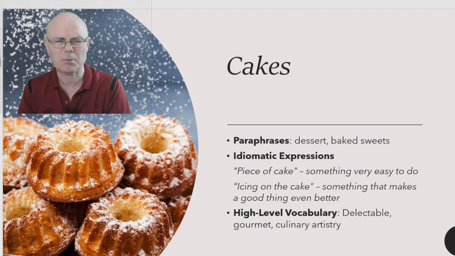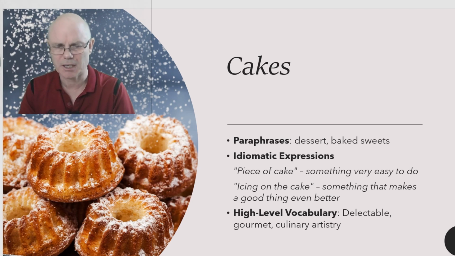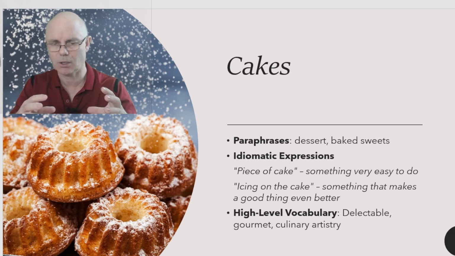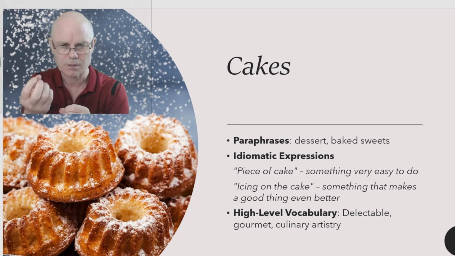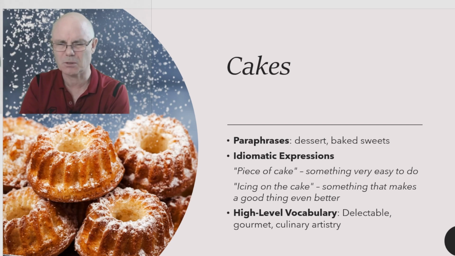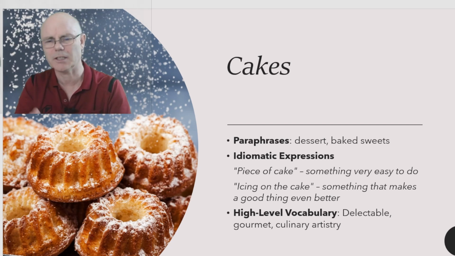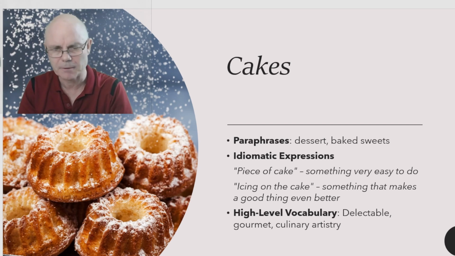Cakes. I didn't really remember this topic before. There's been desserts, and cake is a type of dessert. Paraphrasing cakes is kind of a bit tricky. I've got dessert, and a cake is a type of dessert. So you can think dessert's a big group, and one of the types of desserts is a cake. So it's not an exact paraphrase. Baked sweets. I got this from ChatGPT. I've never described something as baked sweets. Maybe it's an American thing or something. I don't know. I think that's a bit weird. I probably wouldn't say it.